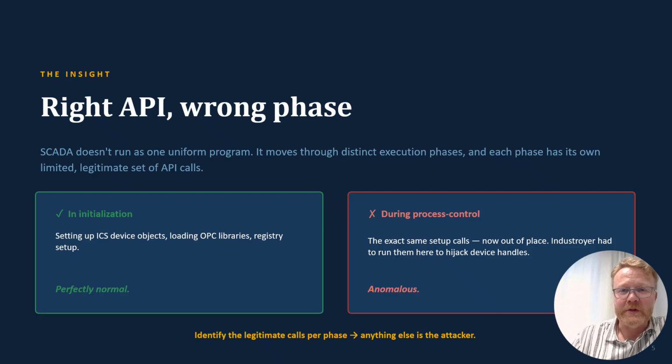The call isn't suspicious in isolation. It's suspicious because of when it ran. The next few slides unpack what these phases actually are.